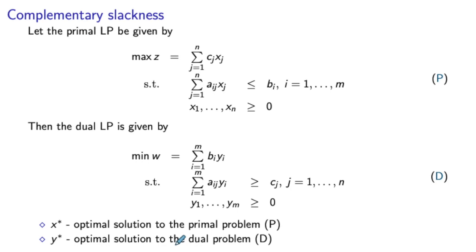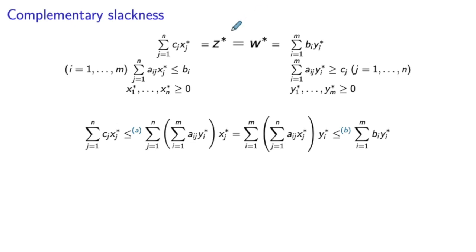So we assume that both P, the primal problem, and D, the dual problem, are optimal, and we have the optimal solutions. Since X star is optimal for the primal problem and Y star is optimal for the dual problem, we have strong duality satisfied, and Z star, the optimal objective value for the primal, is equal to W star, which is the optimal objective value for the dual. Of course X star is feasible for the primal problem, so all the constraints are satisfied, and Y star is feasible for the dual problem.